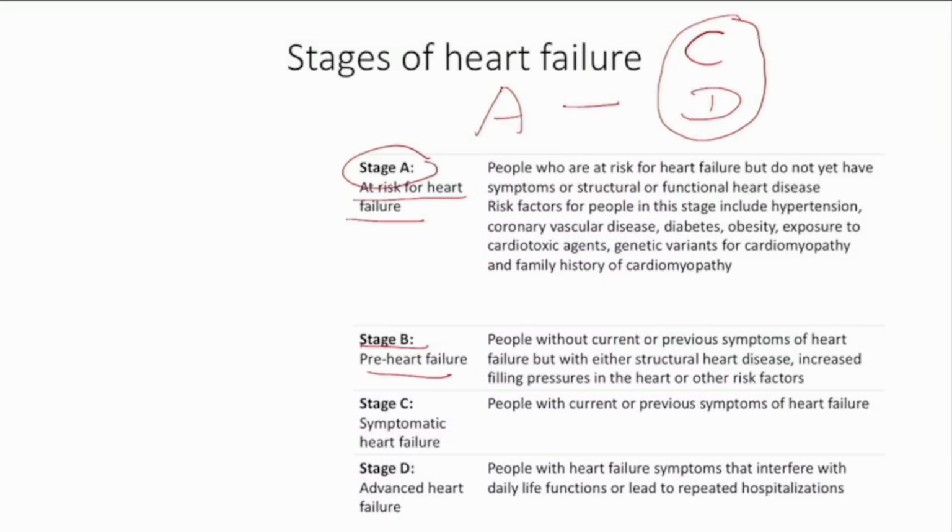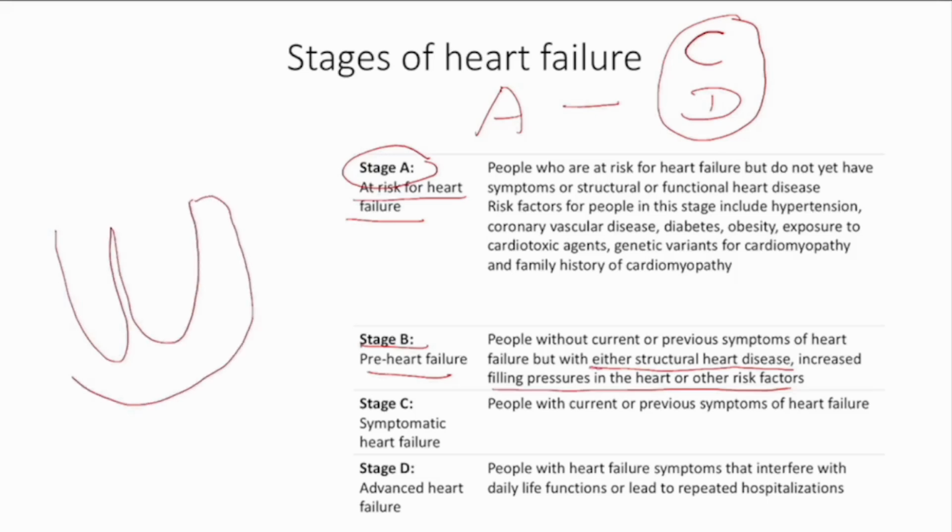Stage B is the pre-heart failure stage. So people with no current or previous symptoms of heart failure but with either structural heart disease or increased filling pressure in the heart or other risk factors. For example, suppose you have got hypertension and it has produced a left ventricular hypertrophy. So there is a hypertrophy of the left ventricle. So it has produced a structural problem.